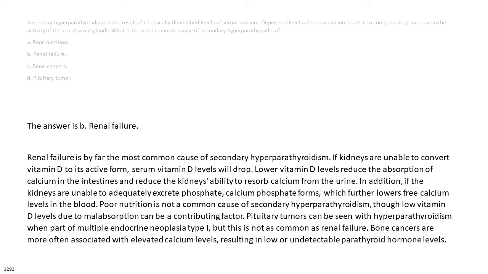Poor nutrition is not a common cause of secondary hyperparathyroidism, though low vitamin D levels due to malabsorption can be a contributing factor. Pituitary tumors can be seen with hyperparathyroidism when part of multiple endocrine neoplasia type I, but this is not as common as renal failure. Bone cancers are more often associated with elevated calcium levels, resulting in low or undetectable parathyroid hormone levels.